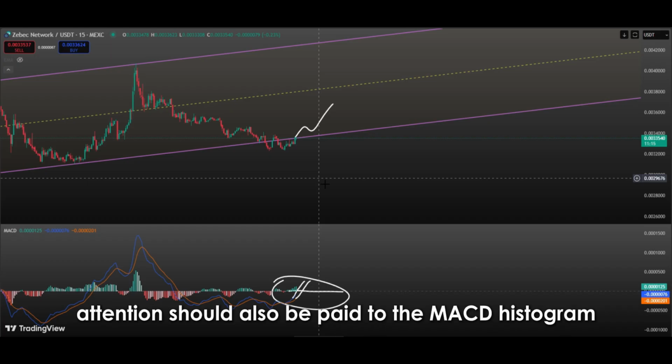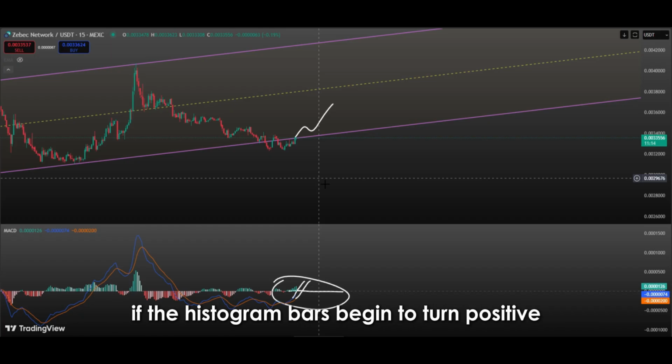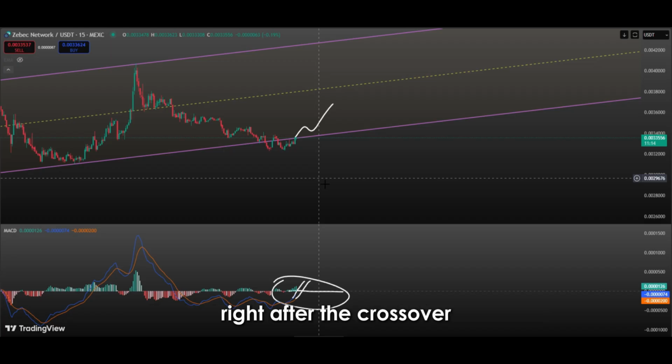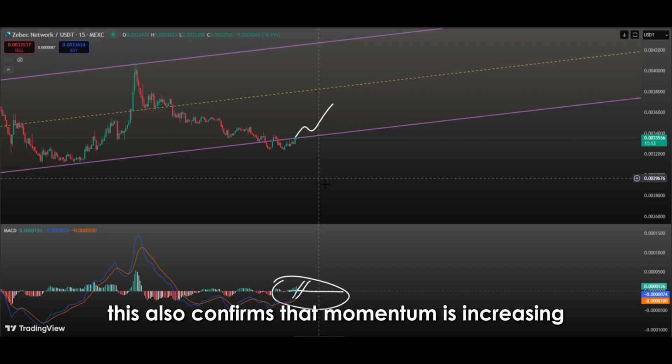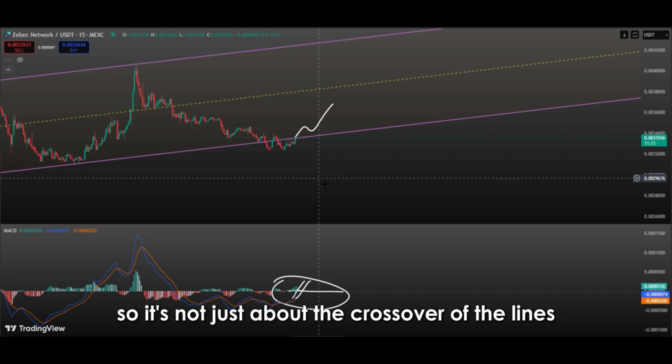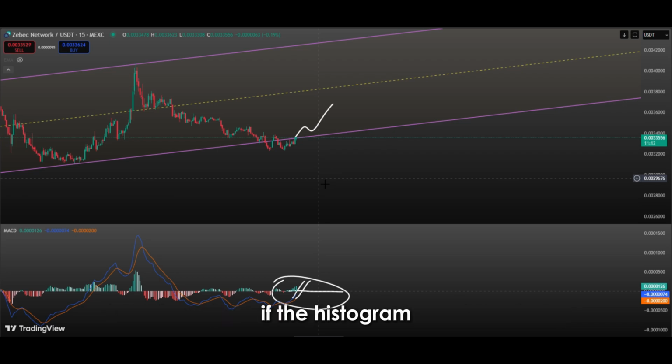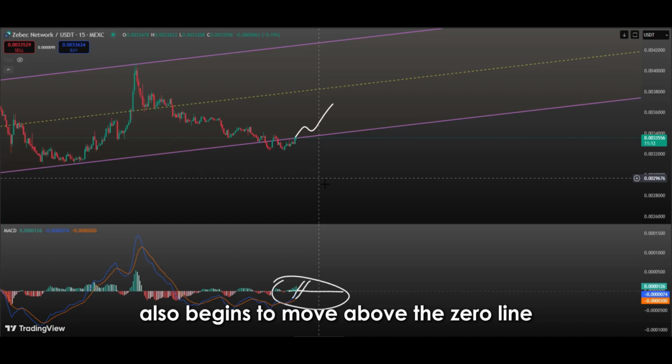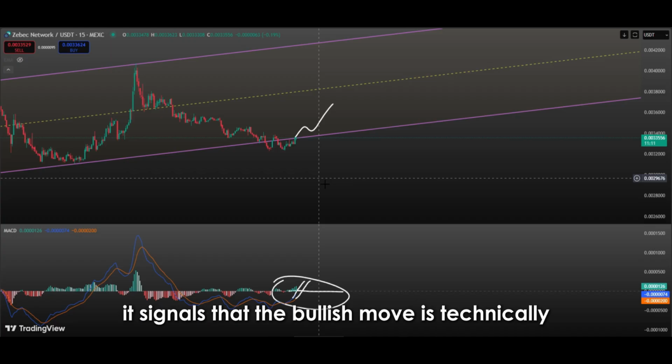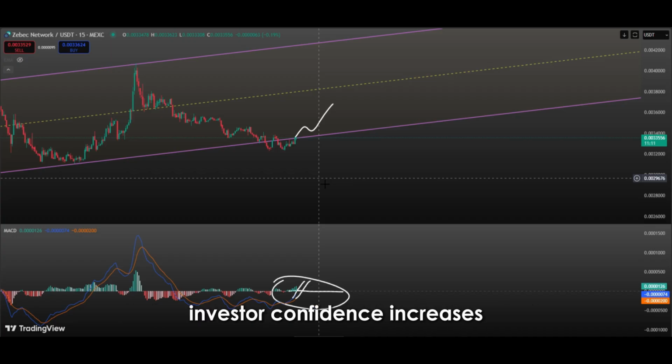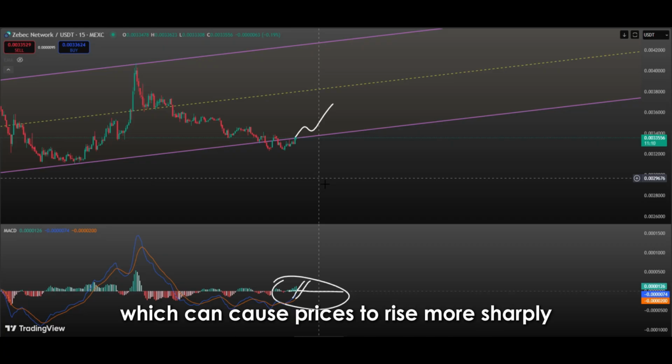Attention should also be paid to the MACD histogram. If the histogram bars begin to turn positive right after the crossover, this also confirms that momentum is increasing. So it's not just about the crossover of the lines. If the histogram also begins to move above the zero line, it signals that the bullish move is technically confirmed. In this case, investor confidence increases and more volume enters the market, which can cause prices to rise more sharply.